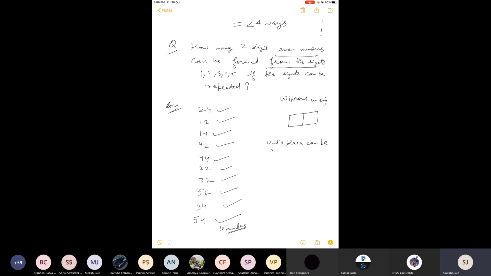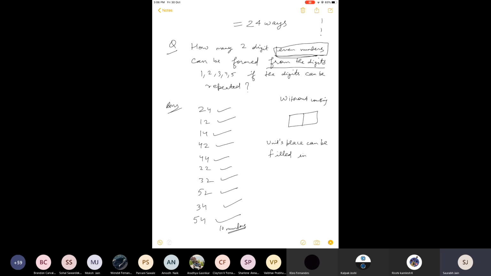Can be filled in. Can you tell me in how many ways you can fill the units place? 5. So 2. Not 5. This is the question. Now the actual chapter starts. You will have to think. You can't give the answer like this.